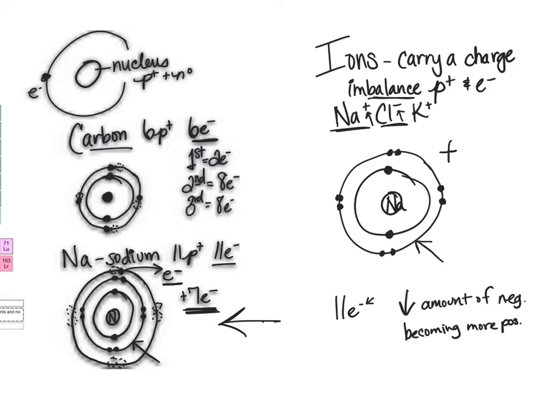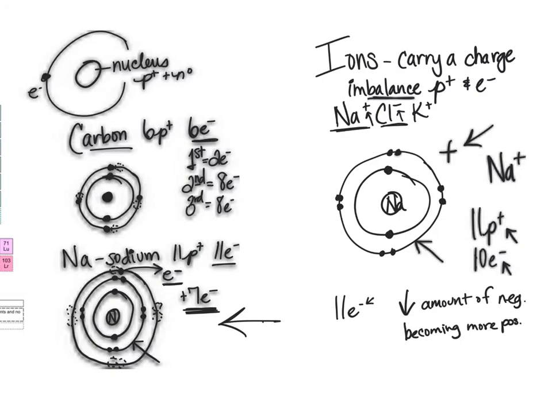We put this plus sign here because now it's positive, because remember we have an imbalance between the protons. We have our 11 protons in here, and now we have 10 electrons. Since there's more positivity by 1 than there is negativity, 10 versus 11, we have a single positive charge here. So sodium is a positive ion.